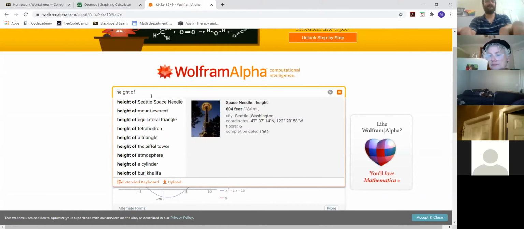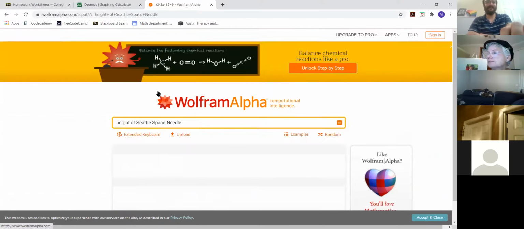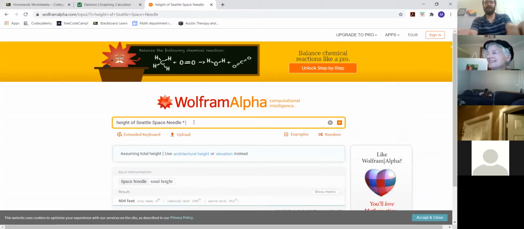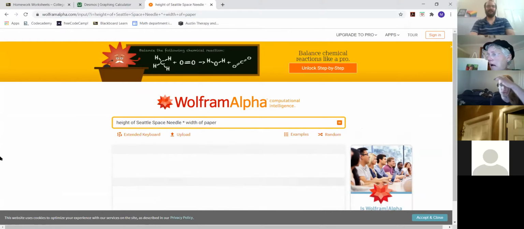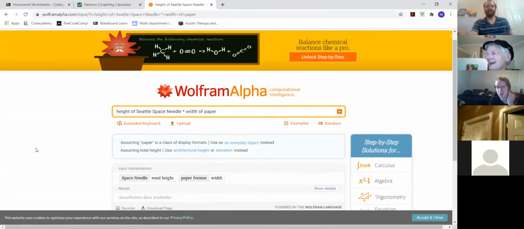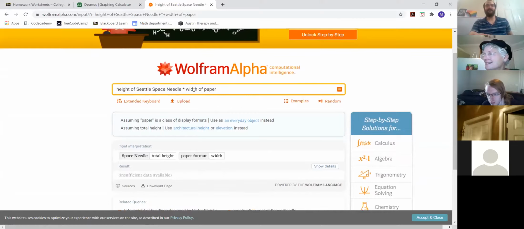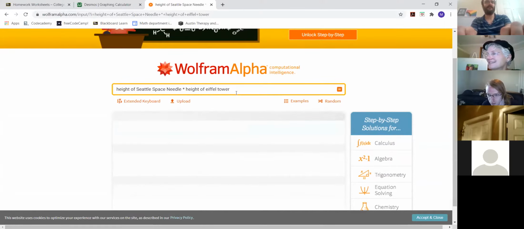They got really weird stuff too in this thing. I don't know if y'all noticed that. Height of the Space Needle times the width of paper. I don't know. Is that a thing? Will it come up? Oh my goodness, I never knew that. They don't have width of paper in here. Height of Eiffel Tower. I'm probably spelling that wrong, huh?